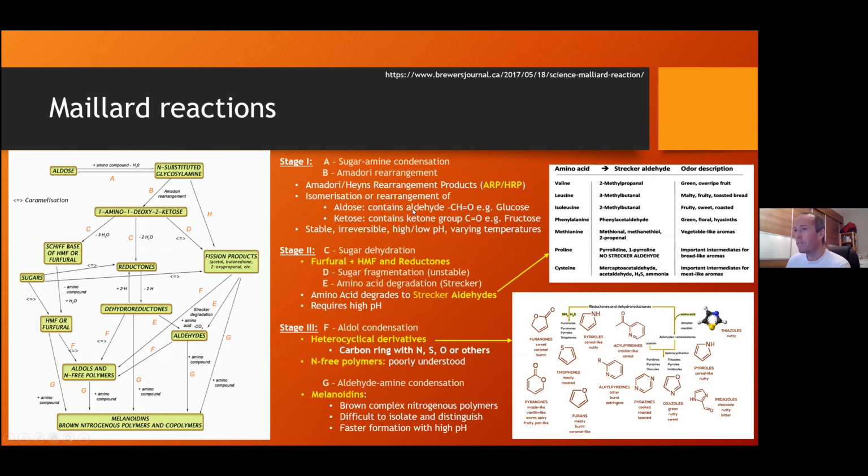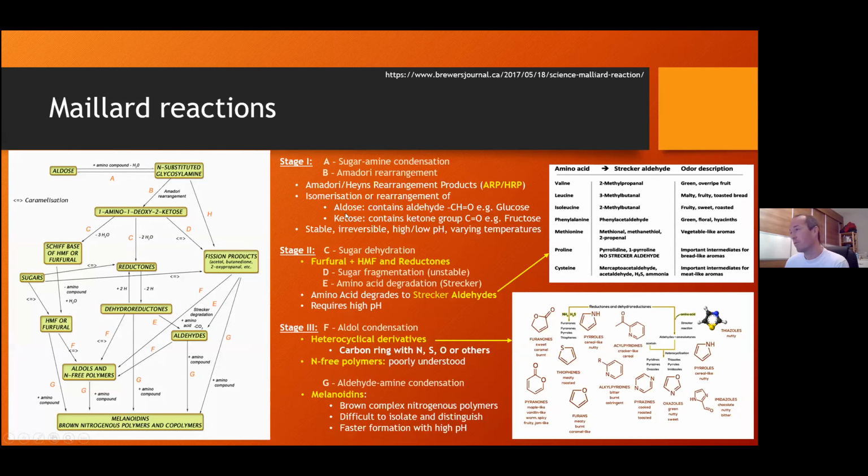So if we've got amino acids, if you look, this is really all the reactions happening. At the top, you've got aldoses and ketoses, and an aldose is really glucose, and the ketose is actually fructose. Those are the only sugars you've got in beer that actually do this, but these are general names for different types of carbohydrates as well. You add an amino compound, then you get Amadori rearrangements.